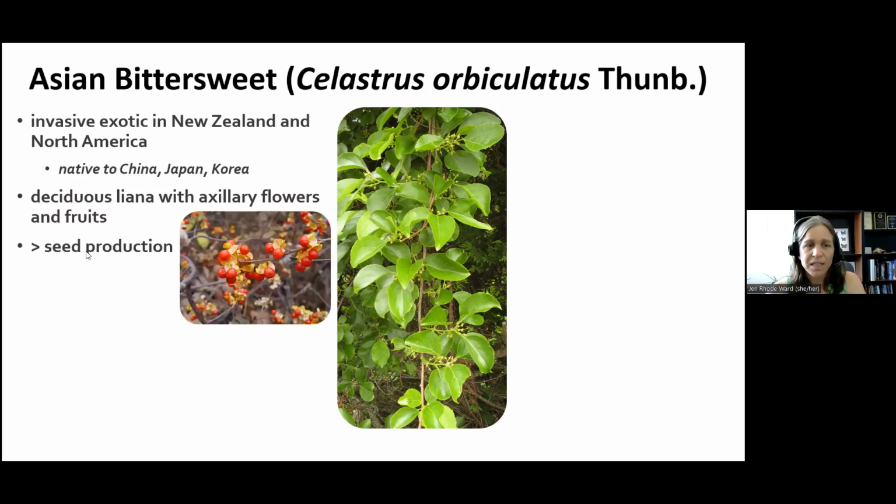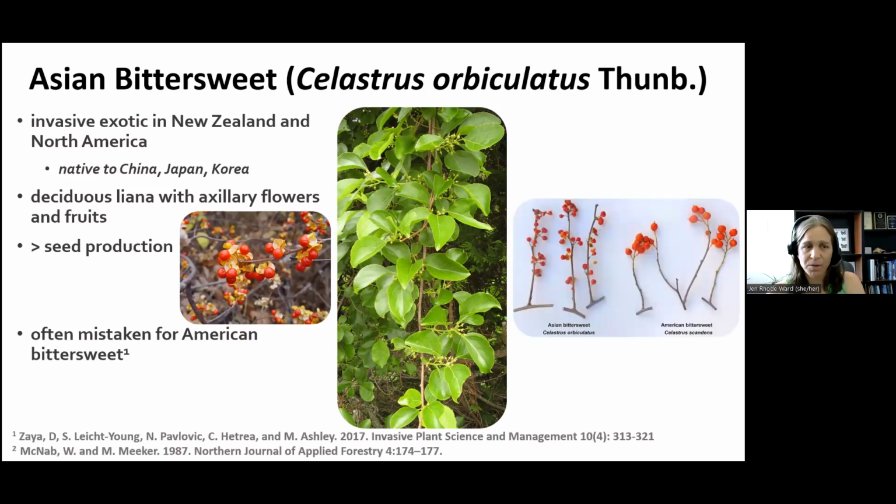It has really high seed production, higher than that of the American bittersweet, and it's often mistaken for American bittersweet. So you can see, when the leaves have died back and you're just looking at the fruits, if you look at them side by side, the difference is pretty obvious. The American bittersweet has much bigger fruit and fewer fruits, and the Asian bittersweet has more numerous fruits, and they're not just at the tip of those branches.